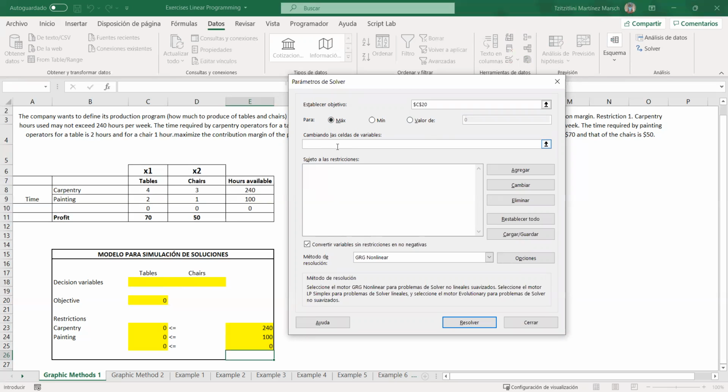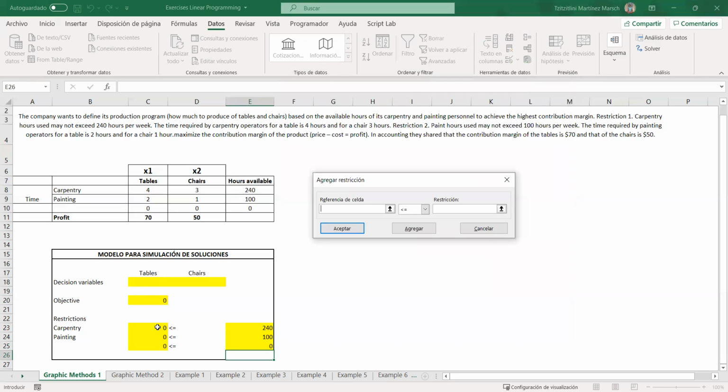And what is it going to be changing? What variables are going to be changing? Well, these variables. Okay. And now we come to our restrictions. We're going to add, and we're going to say carpentry. Whatever is in that has to be less than or equal to whatever is in this cell. So this is our formula, and it has to be less than or equal to. Then painting, less than or equal to that 100 hours.